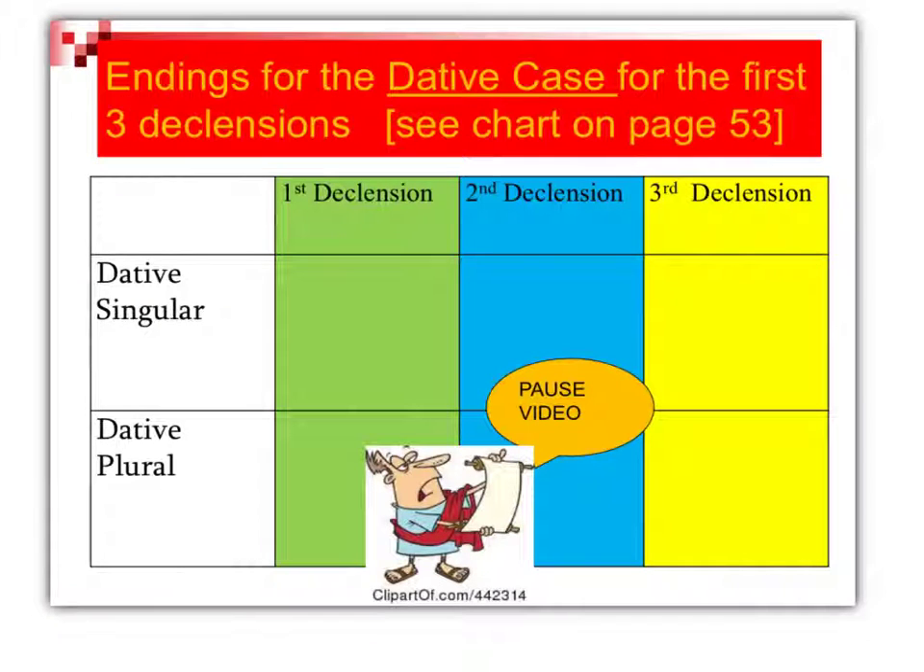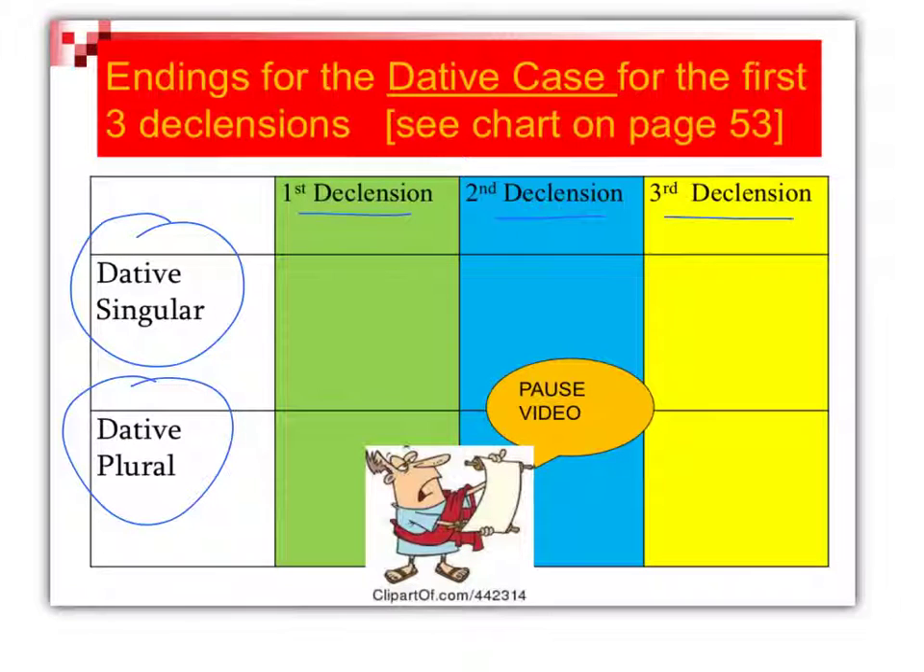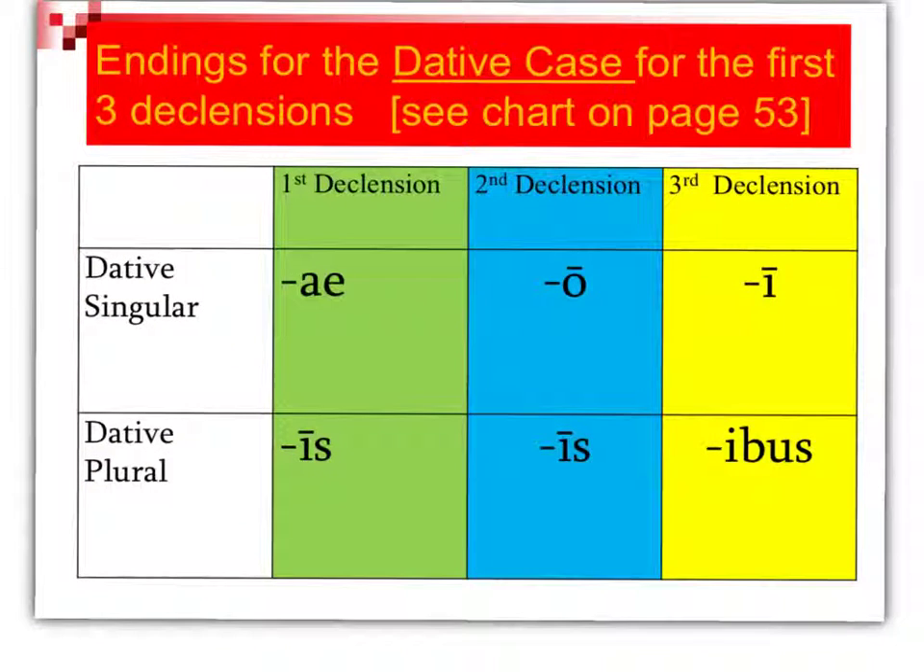Alright, now, so here we're focusing on the dative. So what are the dative endings for the first 3 declensions? Please pause the video and fill in this chart. Oh, and here's our little friend. We'll call him Crispus, which means curly. Well, how'd you do? Here are the answers.